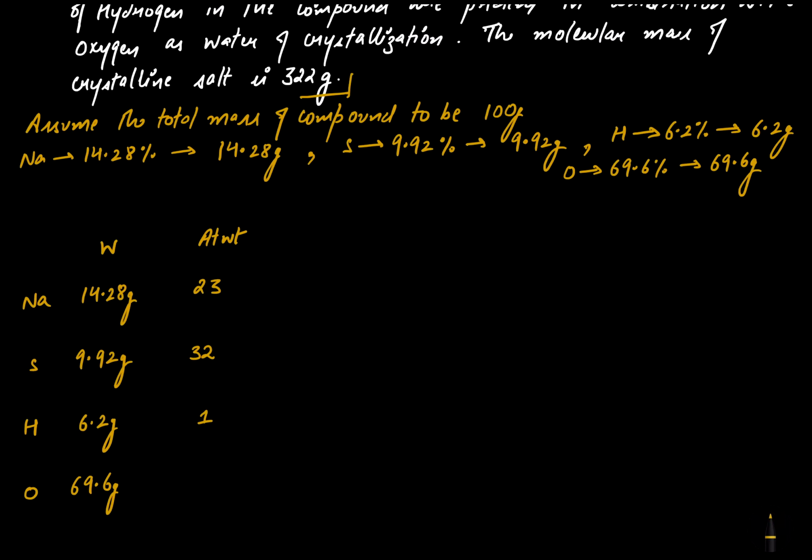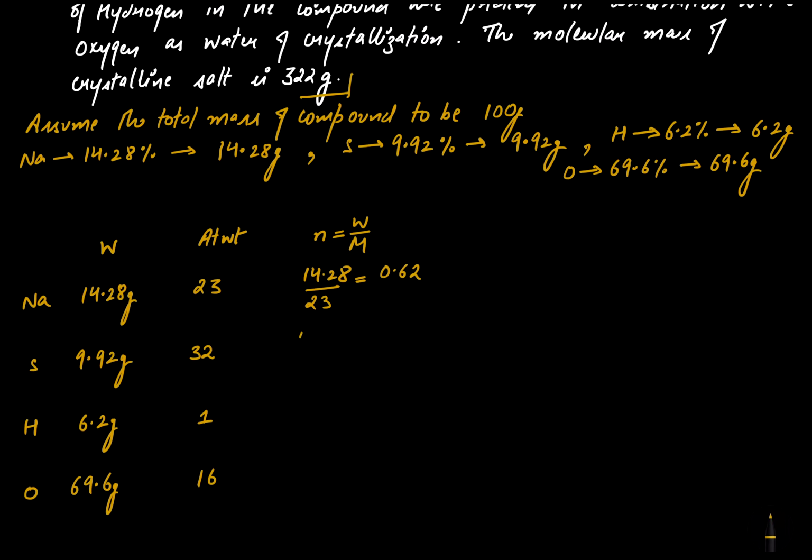Hydrogen is 1, and that of oxygen is 16. Now let's calculate the number of moles. Number of moles is represented by small m, and the formula for number of moles is given weight by molecular weight or atomic weight. We have already done this in the previous lectures. The number of moles of any compound is equal to the given weight by molecular weight. So it comes out to be firstly 14.28 divided by 23, and it comes out to be 0.62.